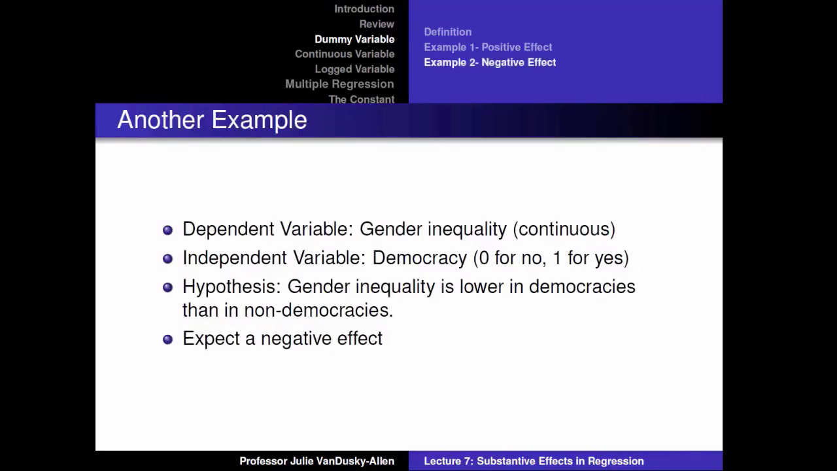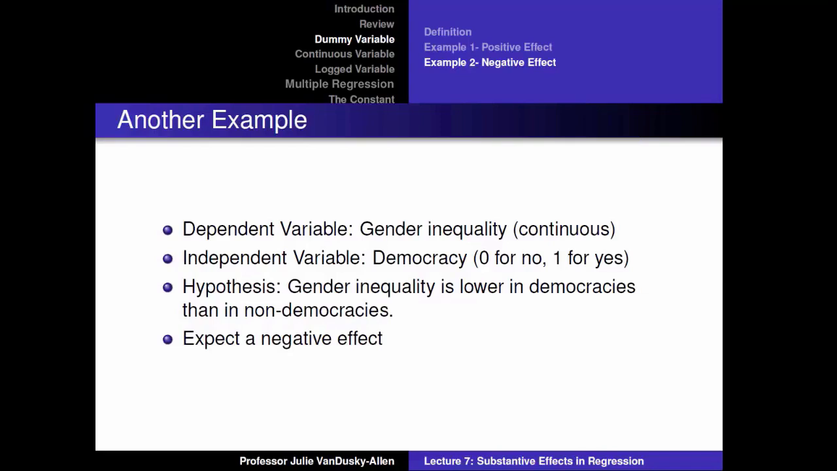Next, I'm going to show you how to interpret a dummy variable when you expect the independent variable to have a negative effect on the dependent variable. Imagine you are conducting a study where gender inequality is the dependent variable and democracy is the independent variable. Democracy is a dummy variable coded as 0 or 1, 0 for non-democracies and 1 for democracies.